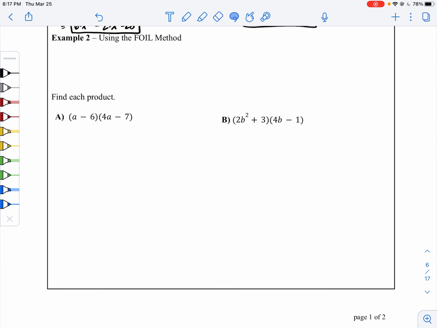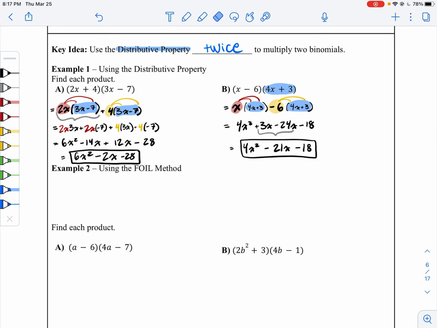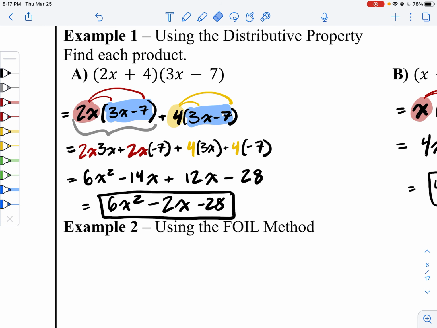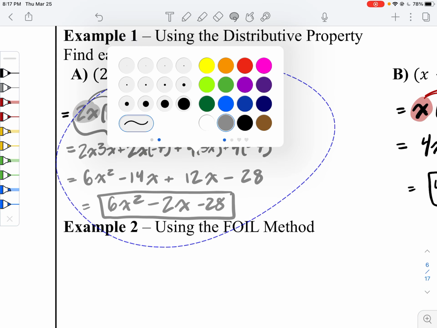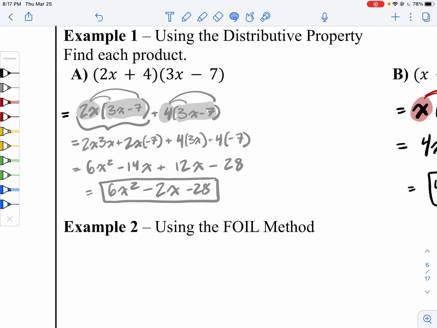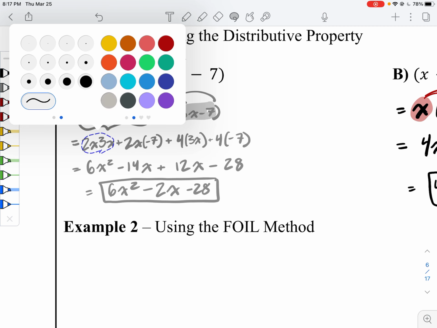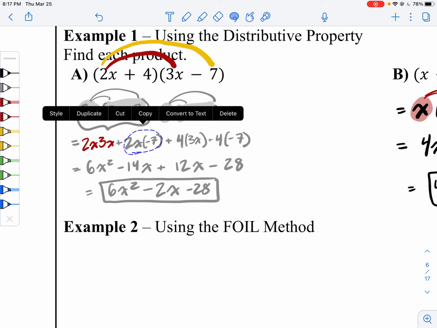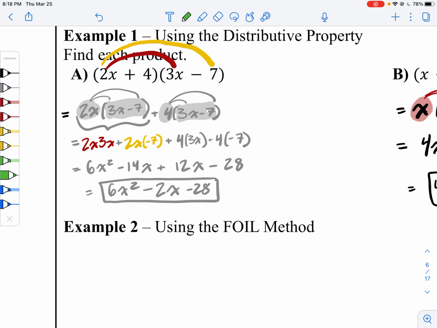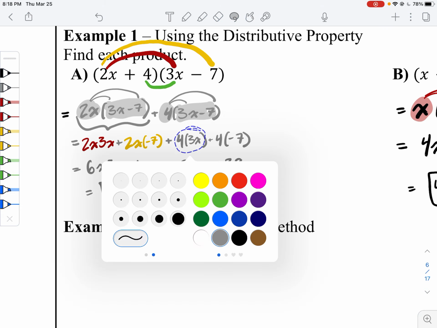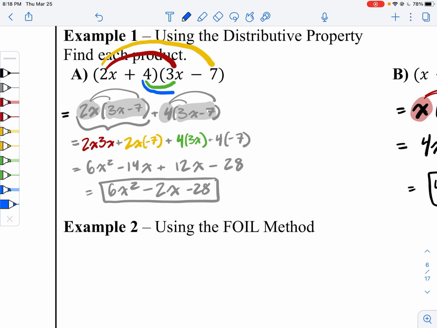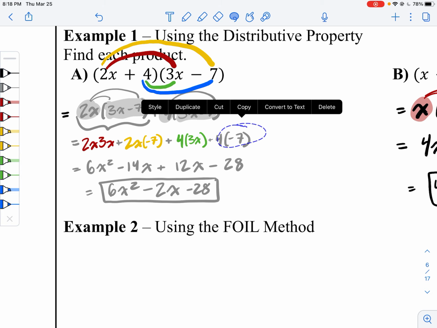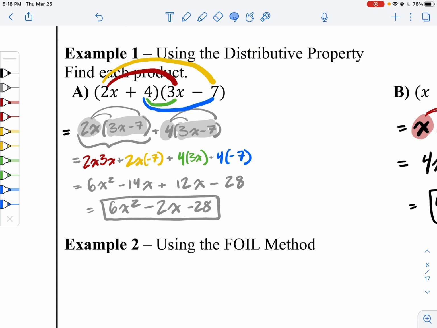So I'm going to show you a shortcut called the FOIL method. How the FOIL method works is you look back on a problem that you already did, but you get rid of the colors. You'll notice we essentially took the first two numbers, 2x times 3x, and multiplied them together. Then we took the outside two numbers, 2x and negative 7, and multiplied them together. Then we took the inside two numbers, 4 times 3x, and multiplied them together. And finally, we took the last two numbers, 4 and negative 7, and multiplied them together. And that is the FOIL method.